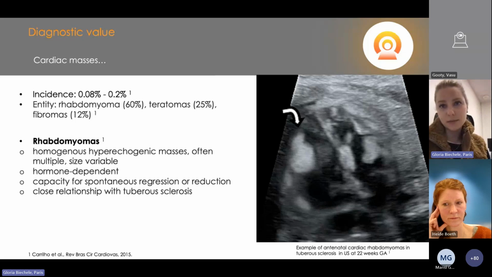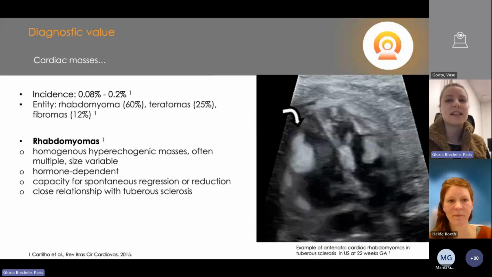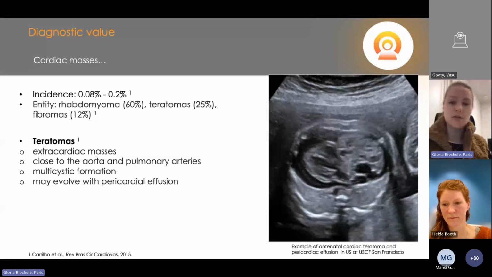The image here shows multiple bright hyperechogenic pseudotumoral lesions, for example here, within the myocardium, interventricular septum, and the atriums, which I think resembles our case the most, but we'll discuss this just later. In contrast, teratomas generally present as extracardiac masses, which are located close to the aorta or the pulmonary arteries. They have a rather multicystic formation, and they may evolve with a pericardial effusion, which we saw, but the rest does not fit our case.